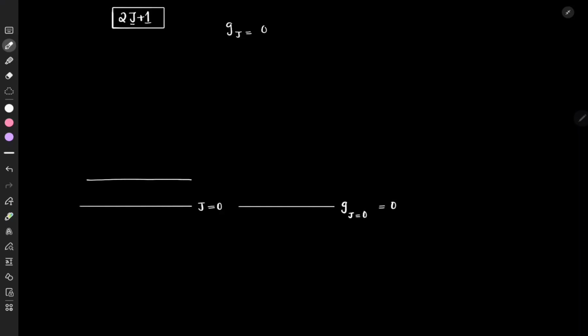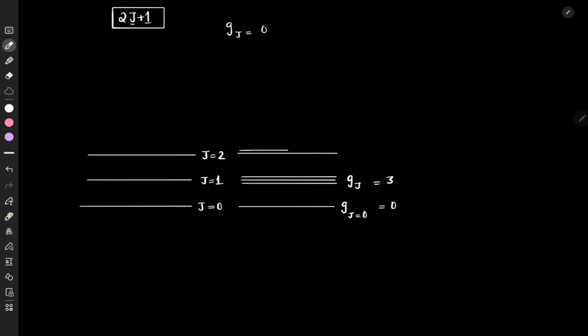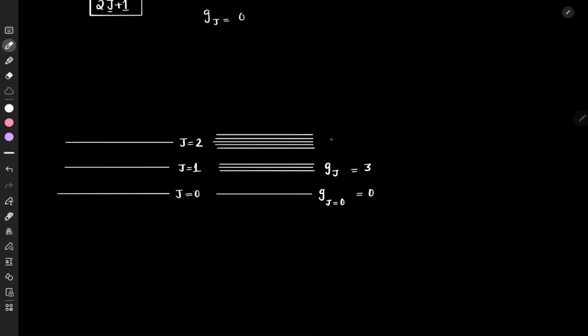If j is equal to 1, what will be the gj? It will be 3. So I'll draw 3 states. So what does it physically mean? It physically means that 3 quantum states have the same energy. Okay, so this will be 3. If j is equal to 2, that means it has 5 states. Okay, so this is gj is equal to 5.